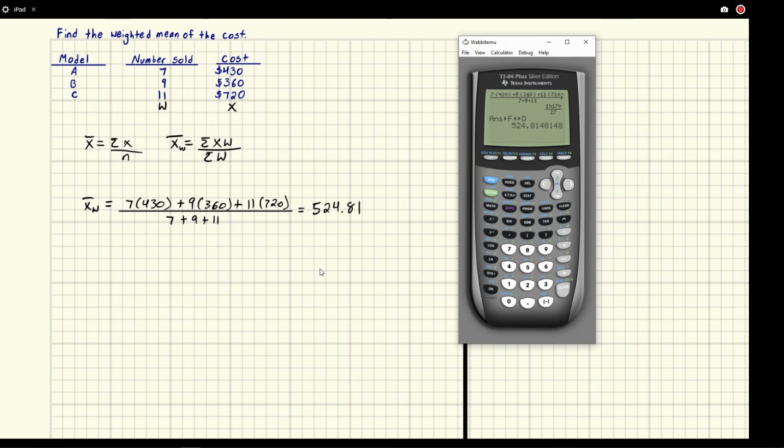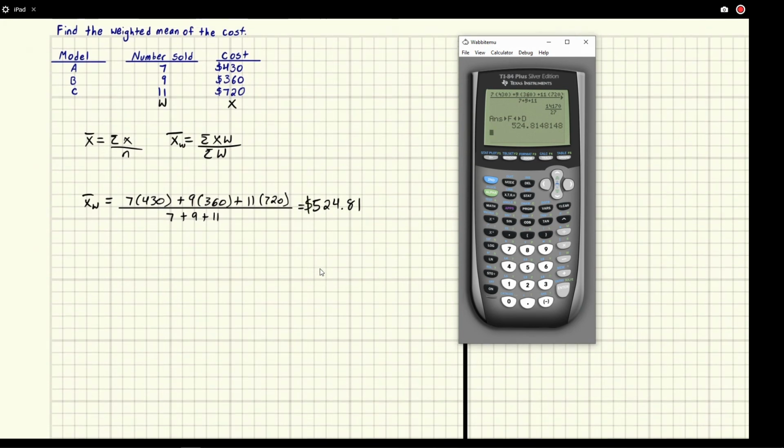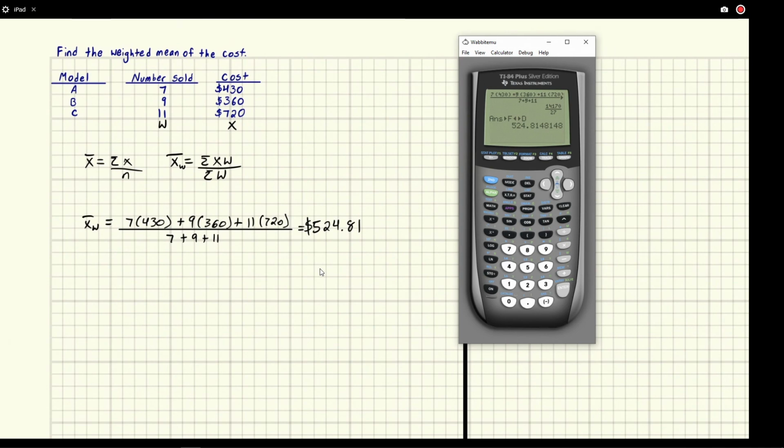524.81. And this is going to be a cost. So looking at this, it looks like a reasonable cost. And according to all the logic that we did earlier too, this is going to be our answer.